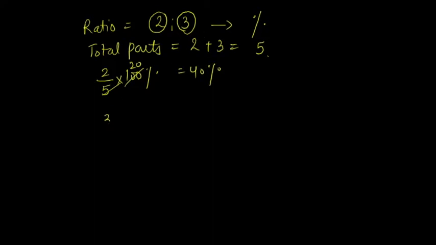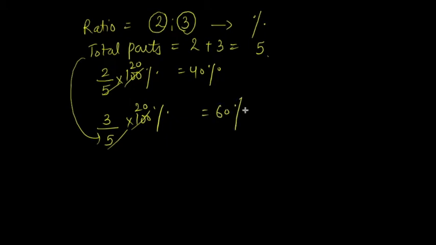Similarly for the second quantity, 3 upon 5. Why 5? Because this is the total part, into 100%, 5 twos are 10, 20, and this gives you 60%. So this is how we can easily convert the ratios into percentage. Again I will revise that ratios do not have any units, and the quantities have to be in the same unit before you calculate the ratios. Okay. Now let's see another topic of this chapter, which is increase and decrease percent.